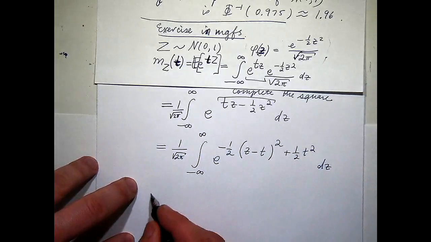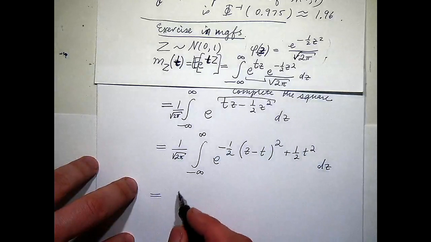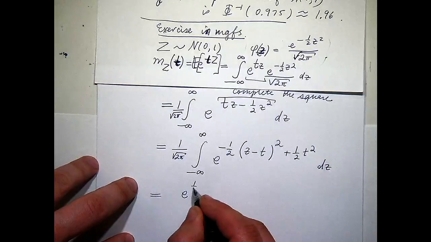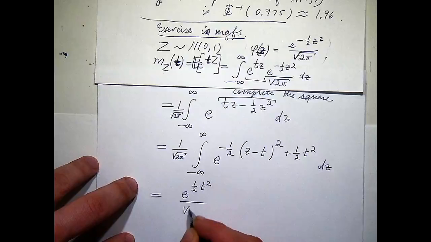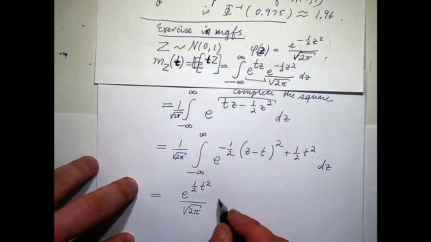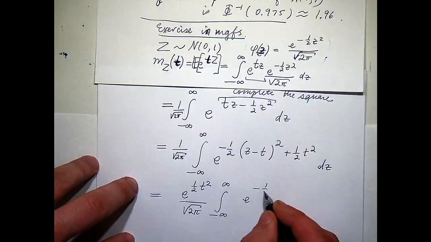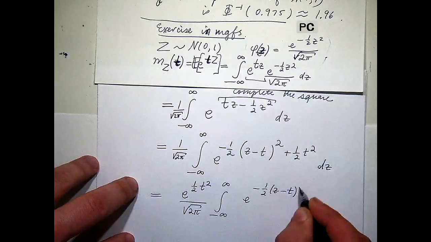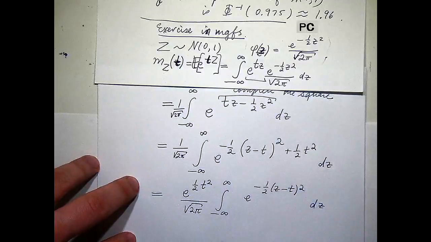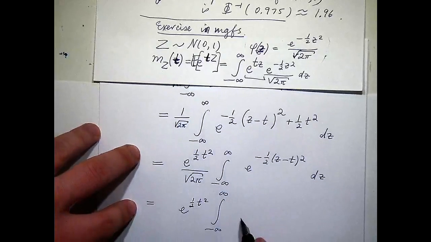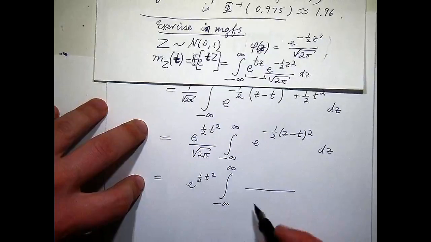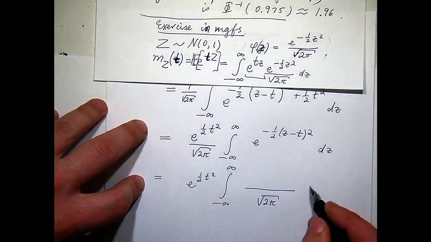So completing the square is a classic thing that you do to solve an integral. I can even put that out in front: e to the 1/2 t squared divided by the square root of 2 pi, times the integral from minus infinity to infinity of e to the minus 1/2 (z minus t) squared. The first thing to do, whenever you have a shifted variable, is to bring the root 2 pi back inside the integral.